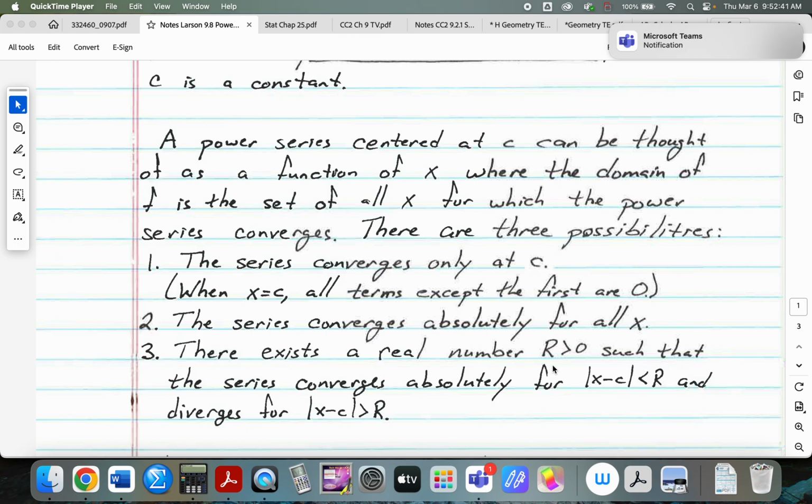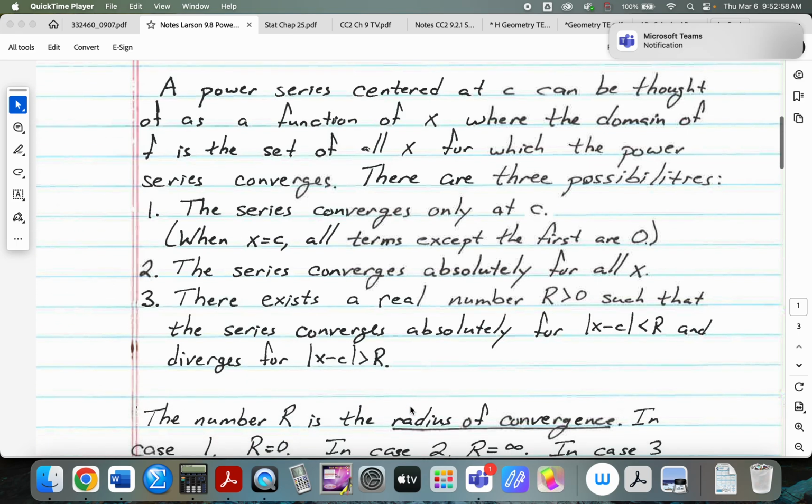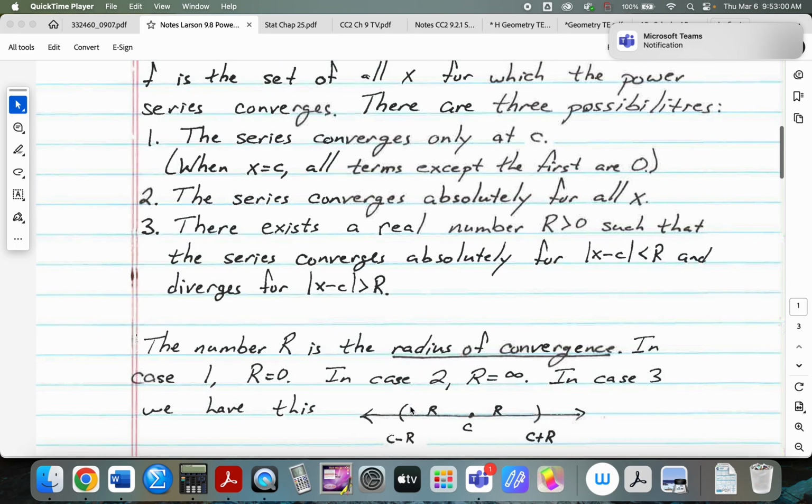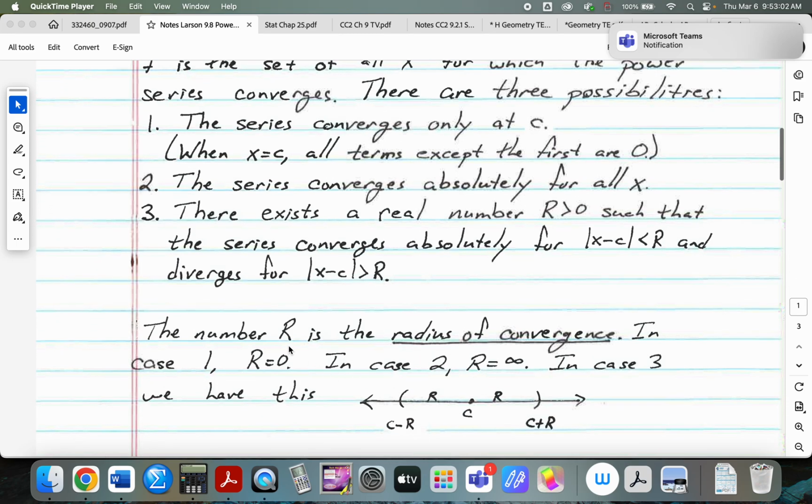It really should have been little r, because, as I'll show you in just a second, the series converges for the absolute value of x minus c less than r, and diverges for the absolute value of x minus c greater than r. Why should it have been a little r? Because the number r is the radius of convergence.